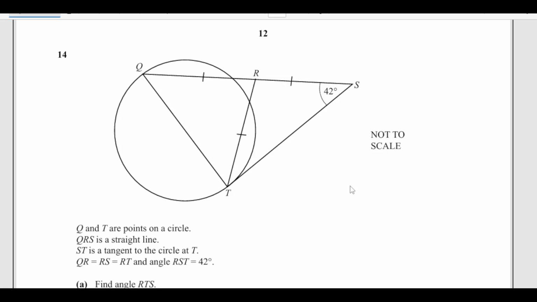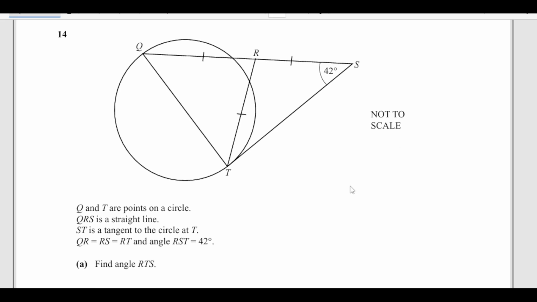This is the second part of the Cambridge IGCSE specimen paper B for examinations 2025. These are the new papers that you should practice, and you must practice all of them to get the experience of the new papers that will be asked this year, 2025. So let's start with question number 14.